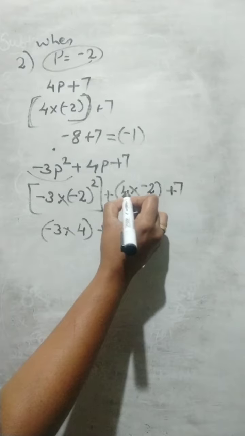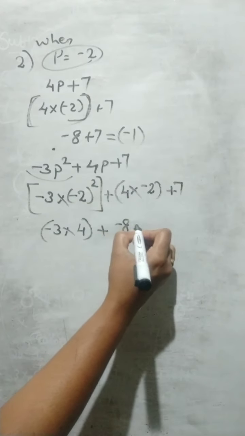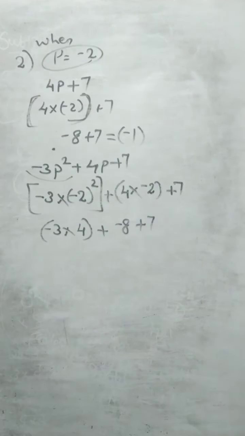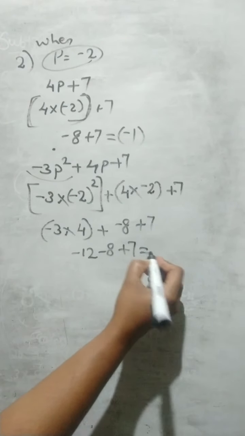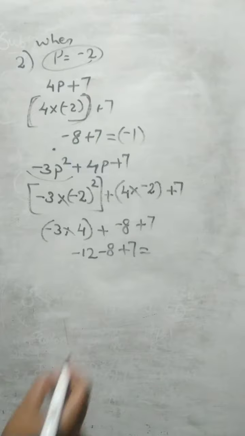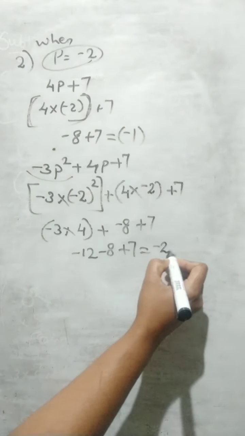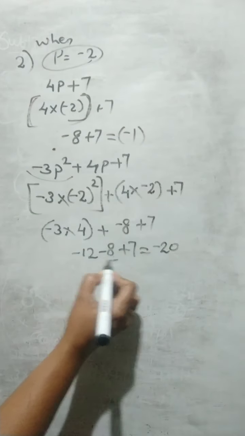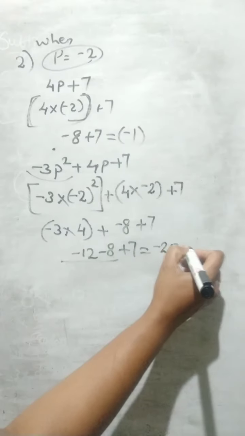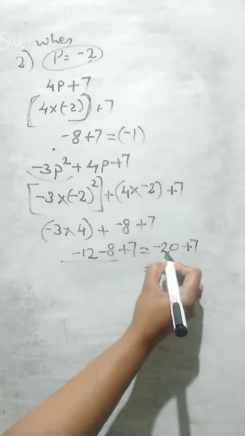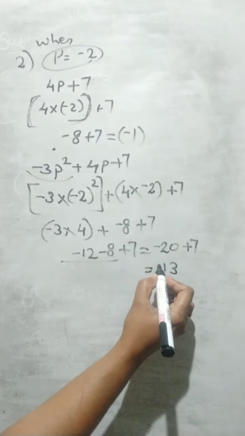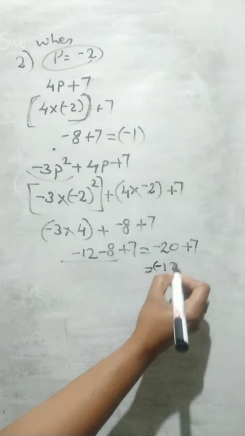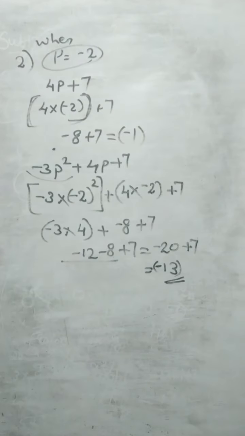Plus 4 times negative 2, negative 8 plus 7. Then negative 12 minus 8 plus 7. That is negative 20. Negative 12, negative 8, that is negative 20. Plus 7 is equal to 20 minus 7, 13. Greatest number is 20. Sign of 20 is negative. So negative 13 is the answer.